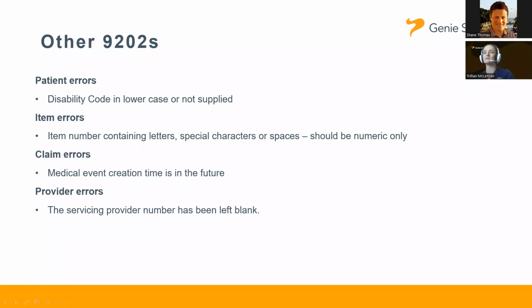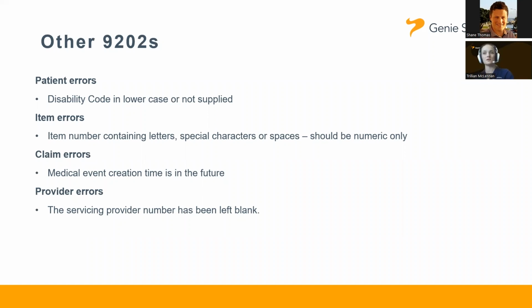So patient level errors will occur if the field has incorrect characters or is a required field that has been left blank. If the disability code has been left blank for a DVA white card holder, this may result in an error saying that it's in lowercase or not supplied. Item errors may occur if a user-created item has been submitted to Medicare. For example, if you use item 110J, you've created that item and you use the J to identify that it's an inpatient service, it will error because the J is not a number, and Medicare is expecting for MBS items that it should be a number only. And so only numeric characters should be transmitted.